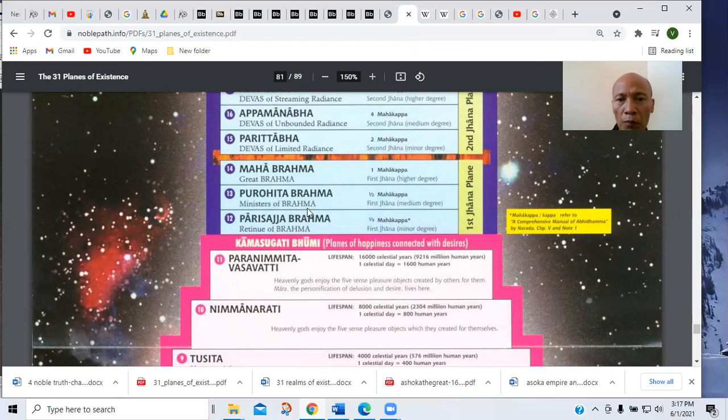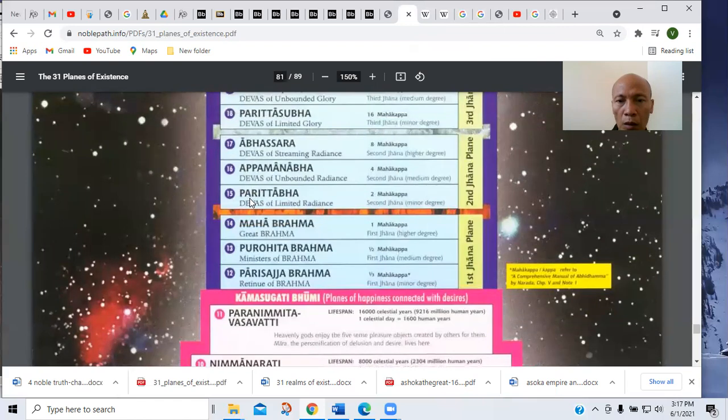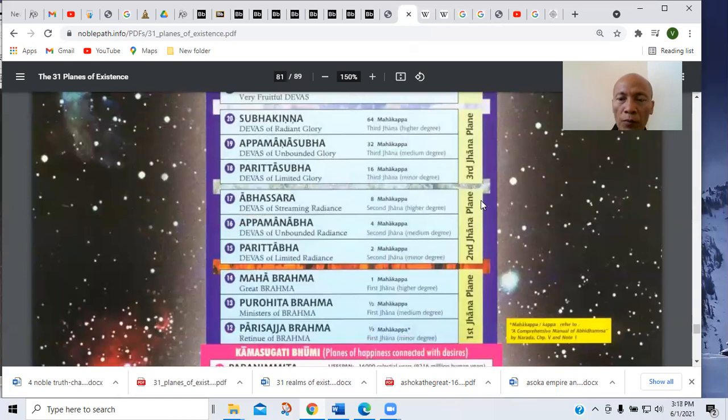And the next one is the ministers of Brahma, with half a kappa, the first jhana. And the next one is the great Brahma. They live 1 Maha Kappa, that means 1.344 trillion years, and it goes up. That's the first jhana plane. When someone attains the first meditative state of mind, or the first jhana, they may be born in this realm. And the next one, the second jhana plane, in the form realms.